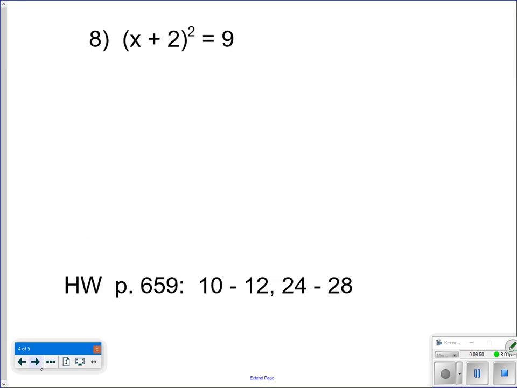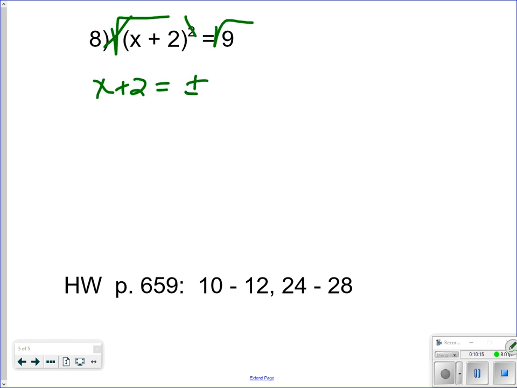All right, I have one more like that to try, and then we'll be all finished. Parenthesis x plus 2 squared equals 9. So again, you've got the quantity squared all by itself. So we can go ahead and do our square root, both sides. The square root and the square cancel each other out. x plus 2 equals, what do you put right away after the equal sign every time? Plus minus, and what does 9 come from?